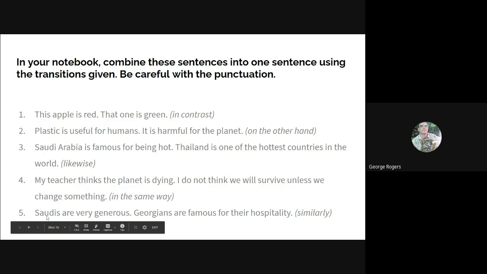And number 5 here: Saudis are very generous, which means very nice, kind. Georgians are famous for their hospitality. Hospitality is when somebody comes to your house, your home, your apartment, and you basically offer them food. You're very nice to them. So again, we have the word similarity. This is talking about how they're the same. We're putting it in one sentence.